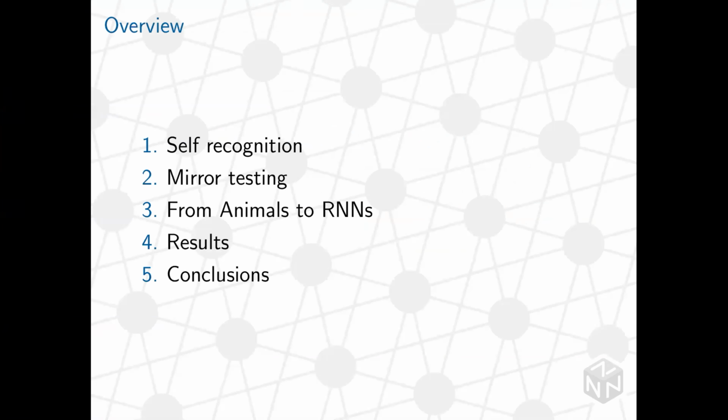So, a quick overview of what I'll be talking about. I'm first going to just have a quick overview on self-recognition and the idea of doing mirror testing. And then I'm going to move on to how we can transition this idea to a general framework for doing things analogous to mirror testing for recurrent neural networks. And then I'm going to describe a simple experiment we did based on the classic mountain car environment and some results we got out of that. And then finally, I'm going to wrap things up with some conclusions.